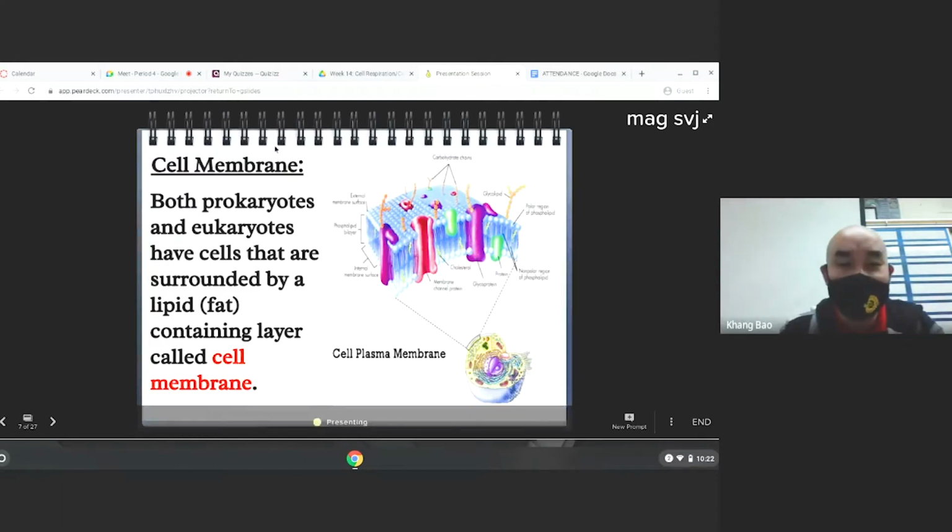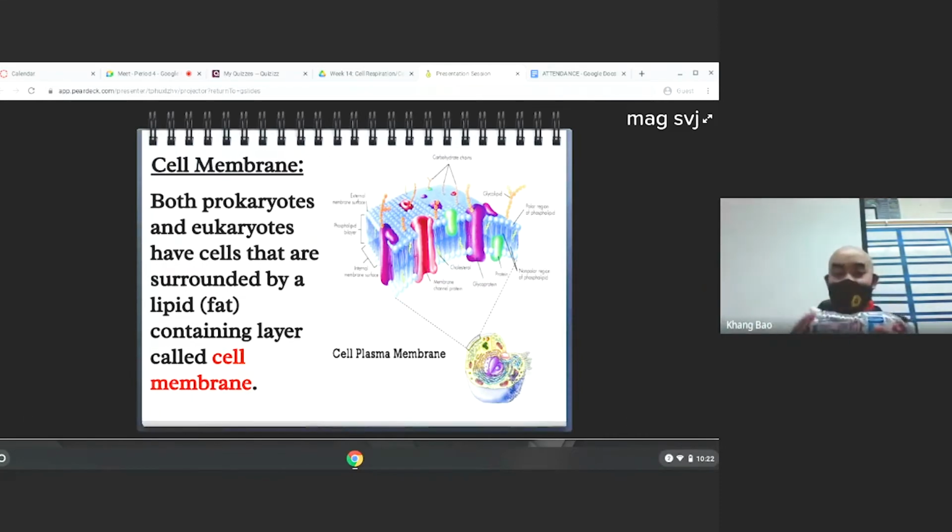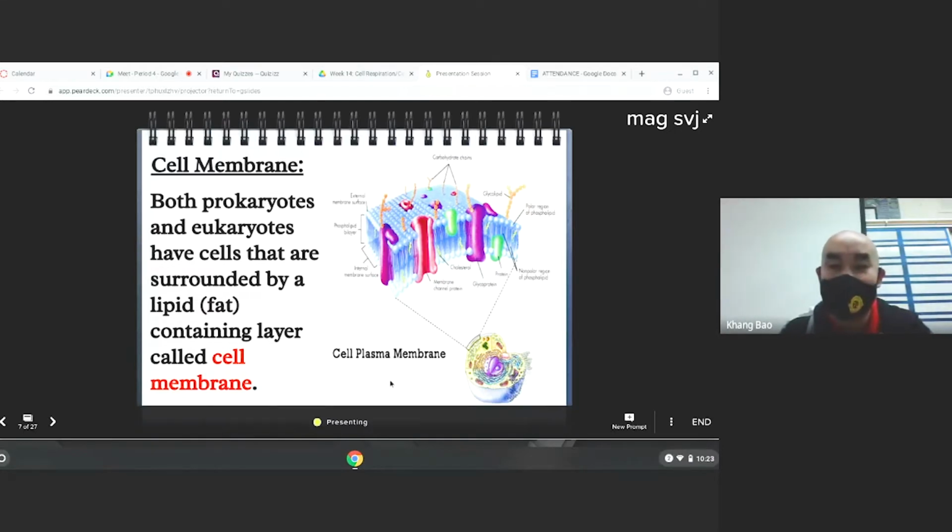Okay, cell membrane. The first thing we need to talk about is the cell membrane. Every cell has a cell membrane. If you are prokaryote or eukaryote, you all have a cell membrane, a surrounding, and this surrounding of the cell is made of lipid. If you guys remember, lipid is fat, and this is why we need to have fat. Our cells need fat to create a membrane for a cell. The cell membrane is also called plasma membrane, by the way. Sometimes you hear people call it plasma membrane as well.